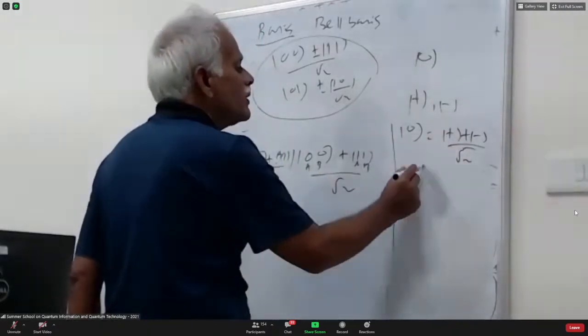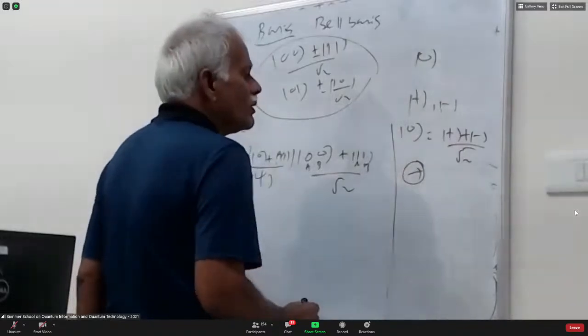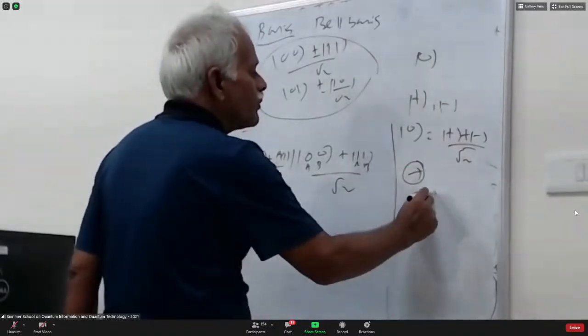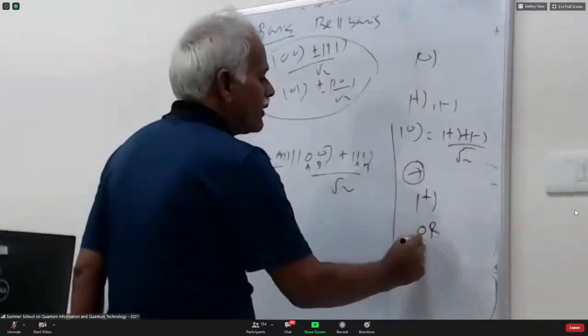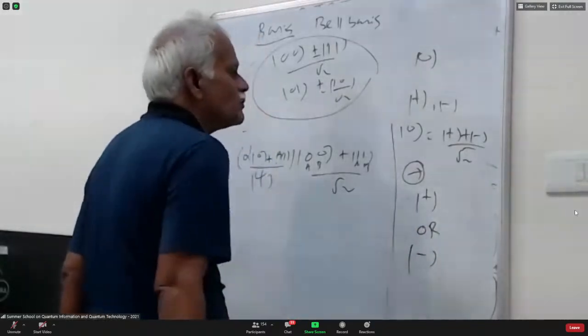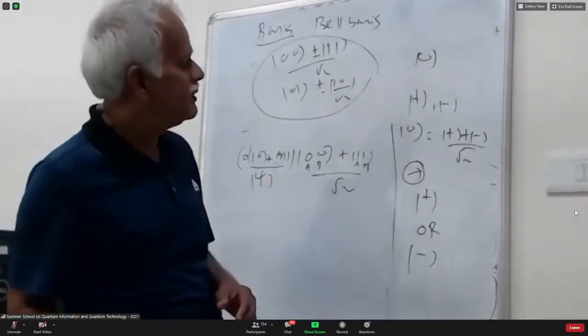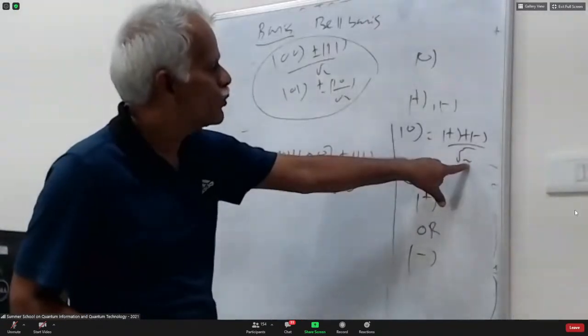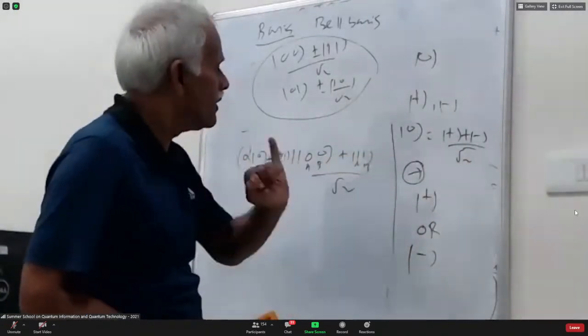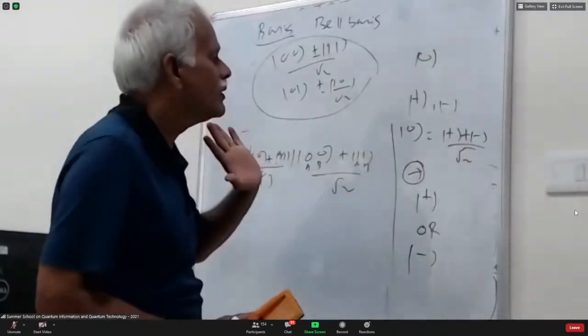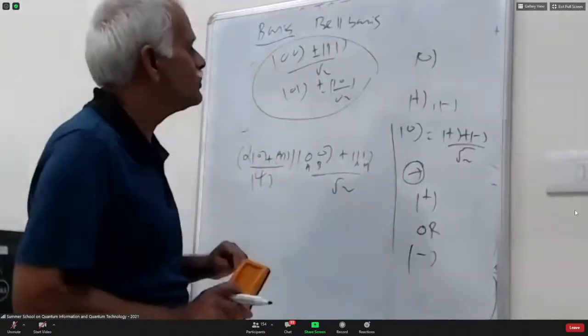Then after measurement, which is given by this arrow, the outcome will be either plus or minus, each with probability one half. Why equal probability? Because 1 by root 2, squared, is 1 by 2. But a given measurement, this or that, is completely arbitrary.